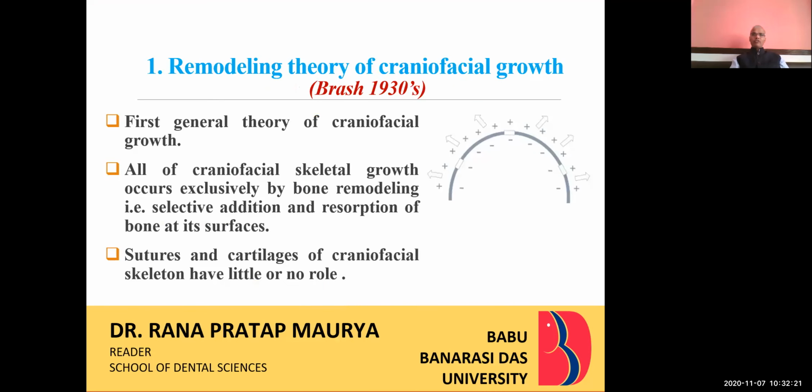The first is the remodeling theory of growth, given by Brash in the 1930s. This was the first general theory of craniofacial growth. According to him, all of the craniofacial skeletal growth occurs exclusively by bone remodeling. Bone remodeling is selective addition and resorption of bone at its surface. So sutures and cartilage of the craniofacial skeleton have little or no role. The main role is remodeling.